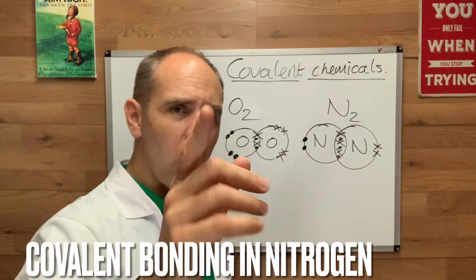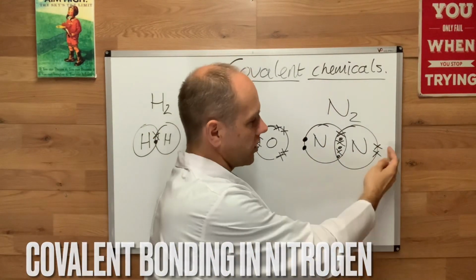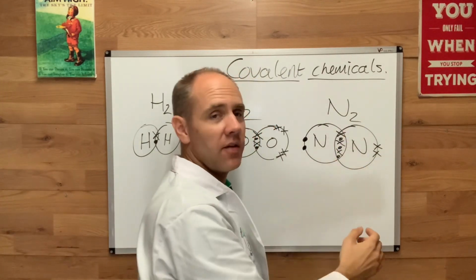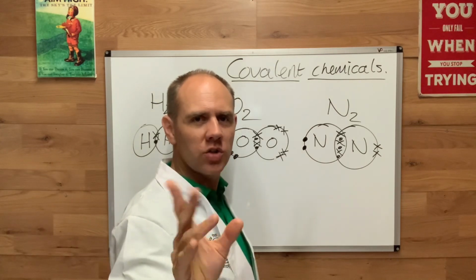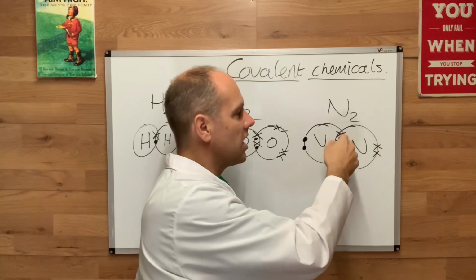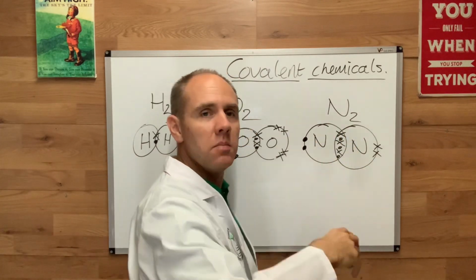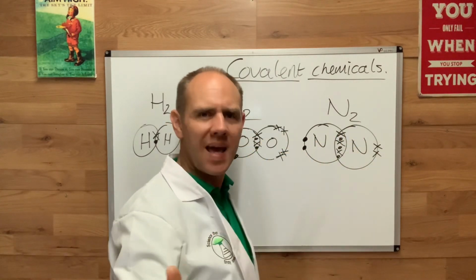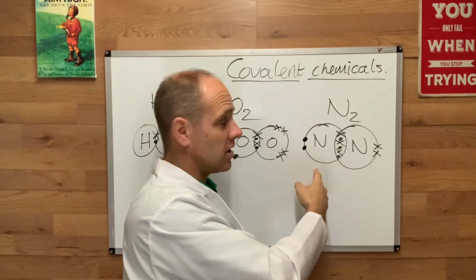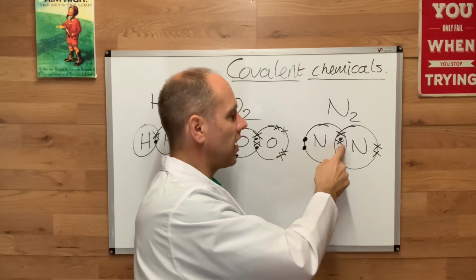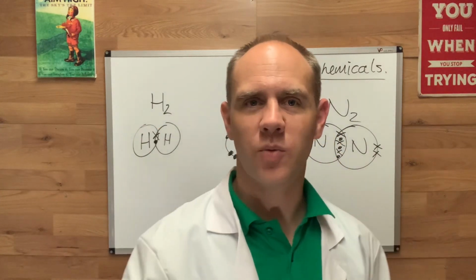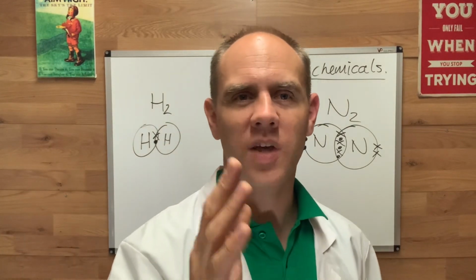So what you can see here is I've got my 5 crosses that belong to this nitrogen. 1, 2, 3, 4, 5. It has to have 8 in order to be stable. So 1, 2, 3, 4, 5, 6, 7, 8. These dots from this atom are shared, and so it can be counted as being a full electron shell. But if we look at this atom, we've got 1, 2, 3, 4, 5, 6, 7, 8. This atom is happy. And therefore what we have is we've got a molecule of nitrogen with a triple bond.